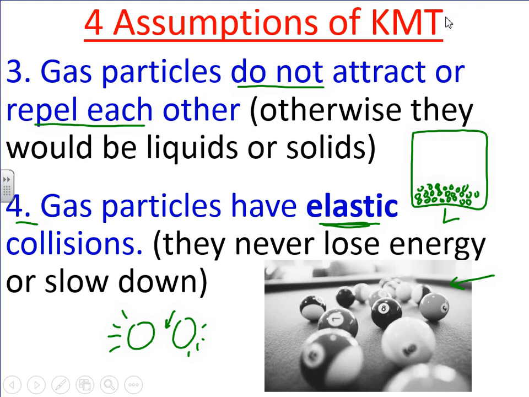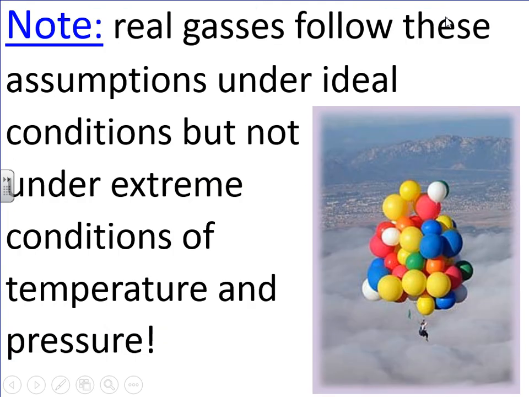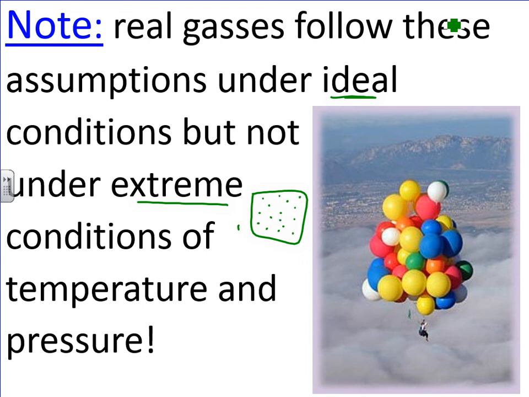Now, believing these 4 assumptions, we can now describe gases. However, we should realize that real gases follow these assumptions under ideal conditions of temperature and pressure. And then when the temperature and pressure become extreme, the gas does not behave like a gas anymore. So under extreme conditions of temperature and pressure, this does not work. So think of a container with a gas. If you start to cool this gas to a really, really low temperature, eventually the gas becomes a liquid. This makes sense.